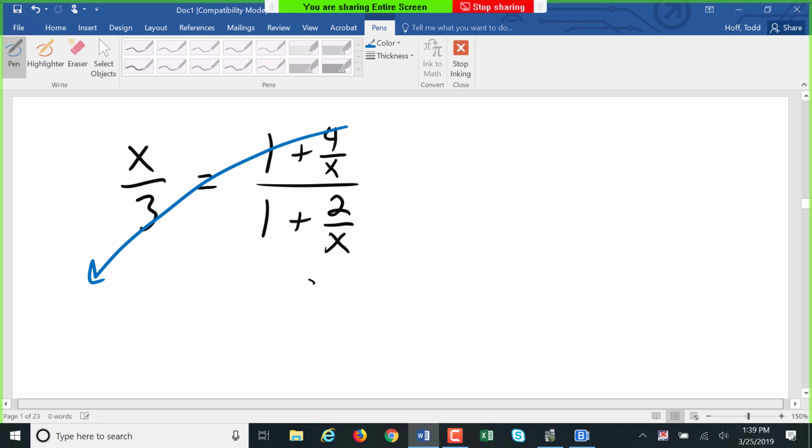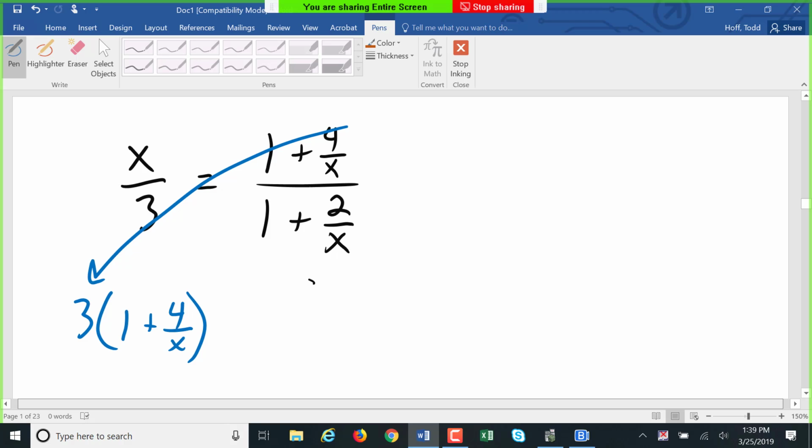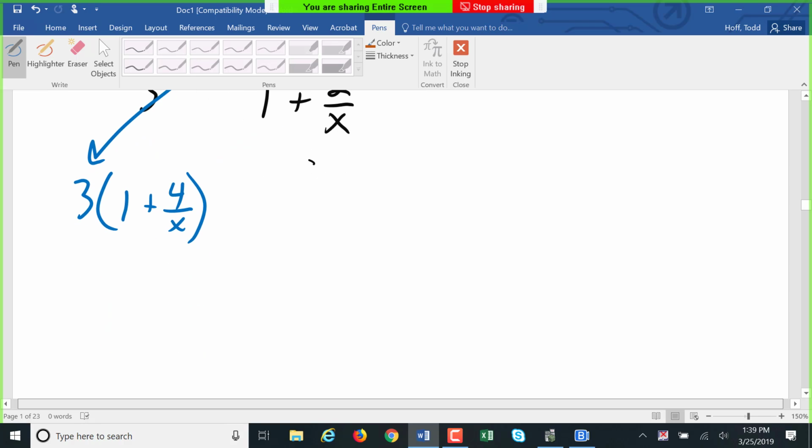If I multiply in this direction, I have 3 times 1 plus 4 over x. That multiplies to be 3 times 1 is 3. 3 times 4 over x is 12 over x. Think of that as 3 over 1 times 4 over x. You get 12 over x.